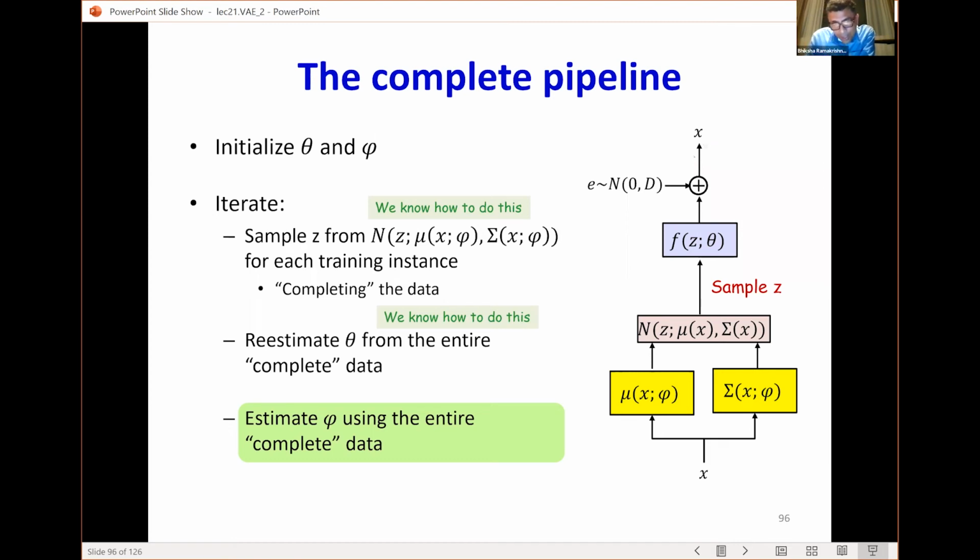So the last step, here's what our process was. I initialize the parameters of Q, and from that I sample the z, but once I have a z, I can use these pairs of z's and x's as my training data to estimate theta. But now once I have theta, I can use that to go back and estimate phi. And how do I do that? That's the most complex part of it.